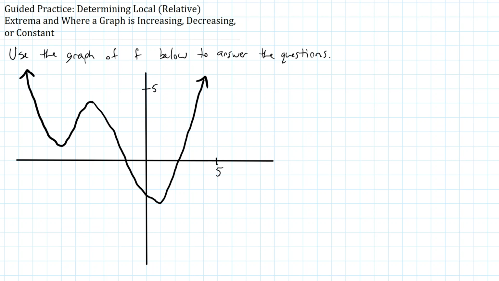In this video, I'm going to guide you through the processes of finding local extrema, minima and maxima. They're also called relative minima and relative maxima, and where a function or a graph is increasing, decreasing, or constant.